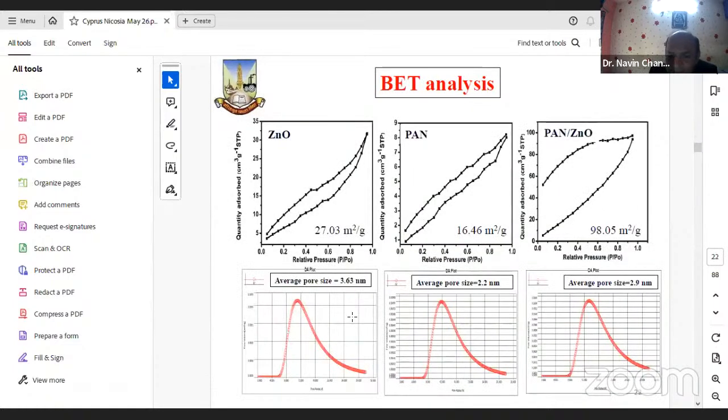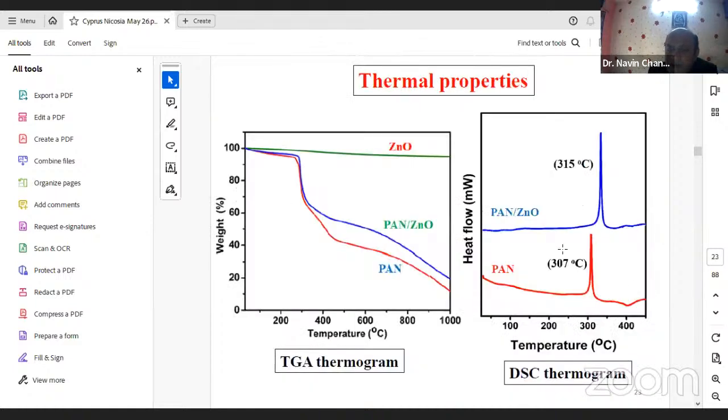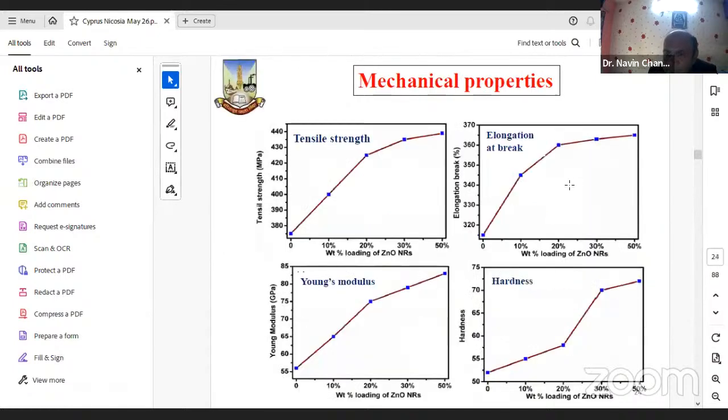We have done the BET. If we look into the average pore size, zinc oxide shows 3.63 nanometers, the average pore size of PAN is 2.2 nanometers, and the average pore size of PAN zinc oxide is 2.9 nanometers. Thermally, PAN zinc oxide nanofibers are more stable. The melting temperature of PAN is 307 degrees centigrade, while because of the addition of zinc oxide to PAN, the melting point increases to 350 degrees centigrade.